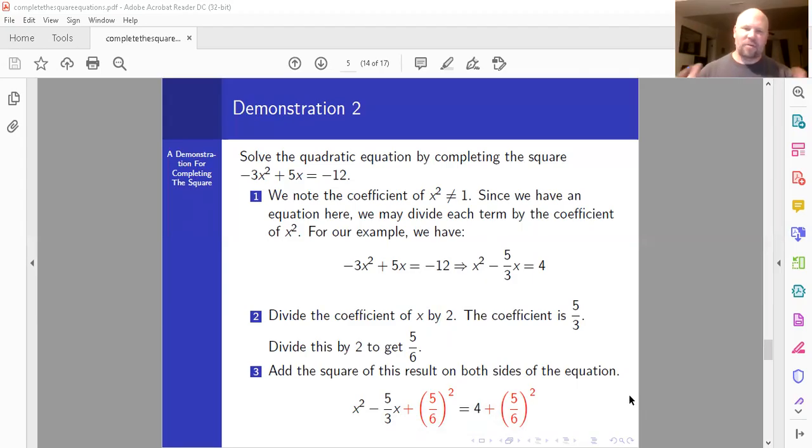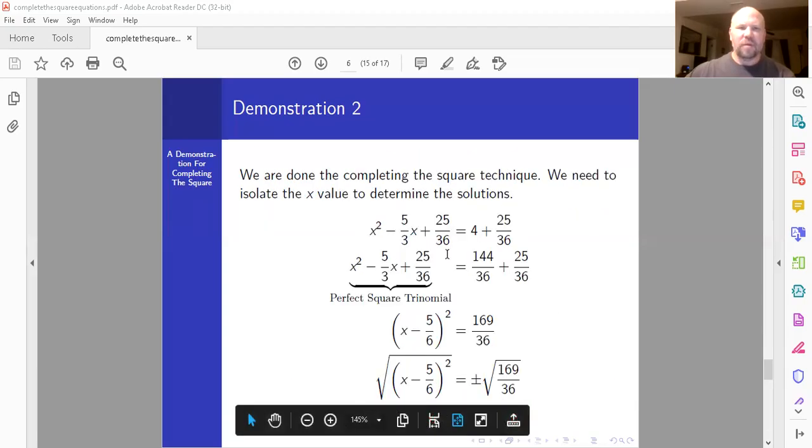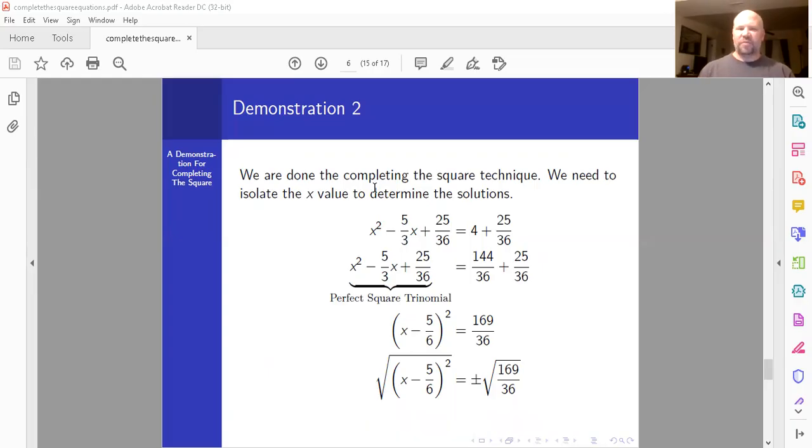Again, remember, we're adding the area of that purple square to have a complete square, but we have an equation, we've got to keep it balanced. So what you add to one side, you have to add to the other as well. So now the actual technique of completing the square is finished.